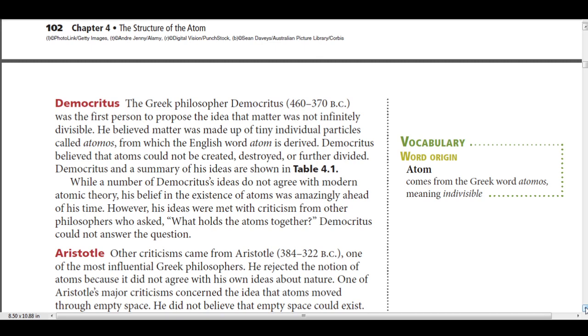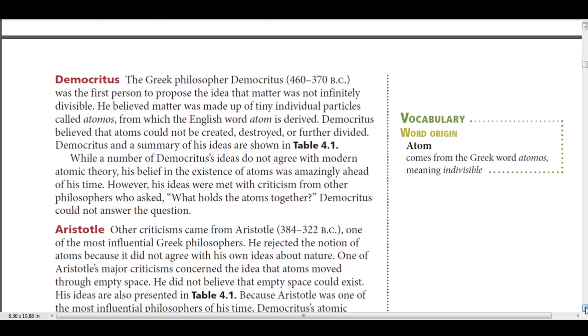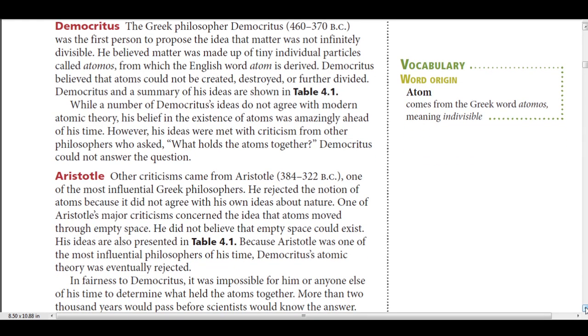However, a lot of people criticized him, asking what holds atoms together, and Democritus did not have any answers to those questions because the science just was not up to the time. The instruments were just not ready. In comes Aristotle, who is one of Greece's most influential philosophers. He rejected the notion of atoms because it did not agree with his own ideas about nature. One of his major criticisms was the idea that atoms moved through empty space, and he did not believe that empty space could exist. His ideas were one of the most influential of his time, and therefore most people eventually just rejected Democritus' ideas.